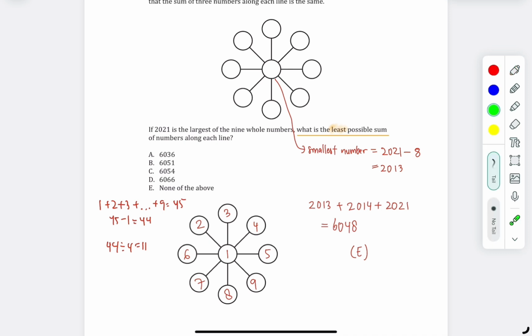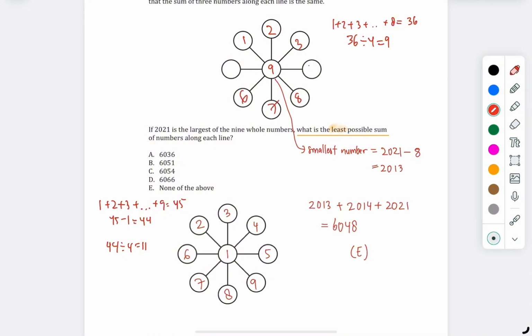Okay, maybe our concept at the start here is wrong. So I'm going to check again. If I put 9 here, what is the sum? So 1 plus 2 plus 3 until 8. It will be 36. There we have 4. We have 9. Okay, so 9 means it can be 1 and 8, 2 and 7, 3 and 6, and 4 and 5. Okay, when I have this one, the number 2021 has to be here. This will be 2020, and this will be 2013.